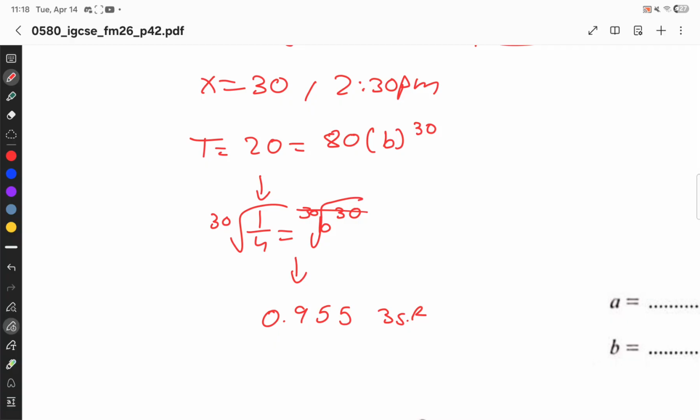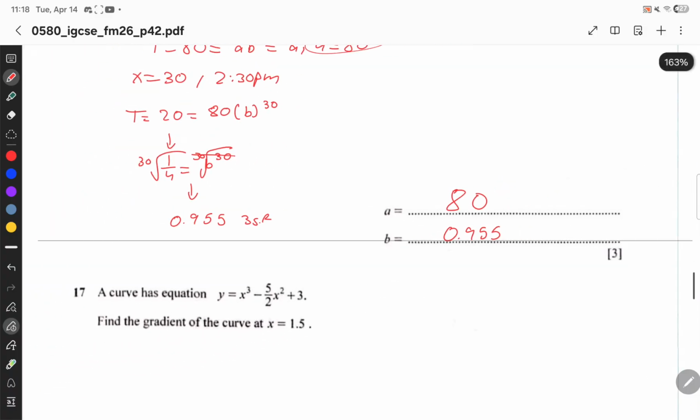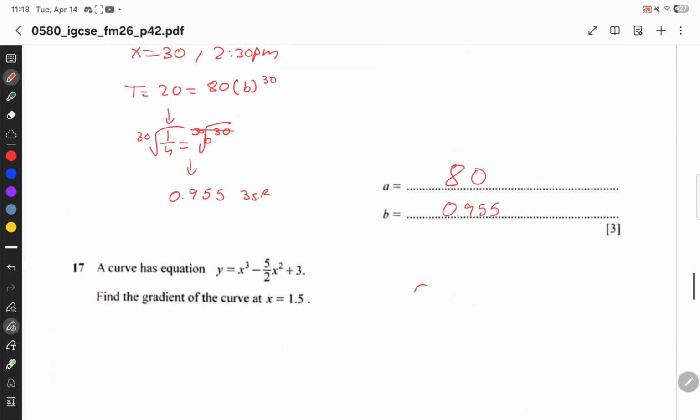No, never mind. I was just doing it wrong. Okay, this is the answer: 0.955. What is this? Okay, sorry.